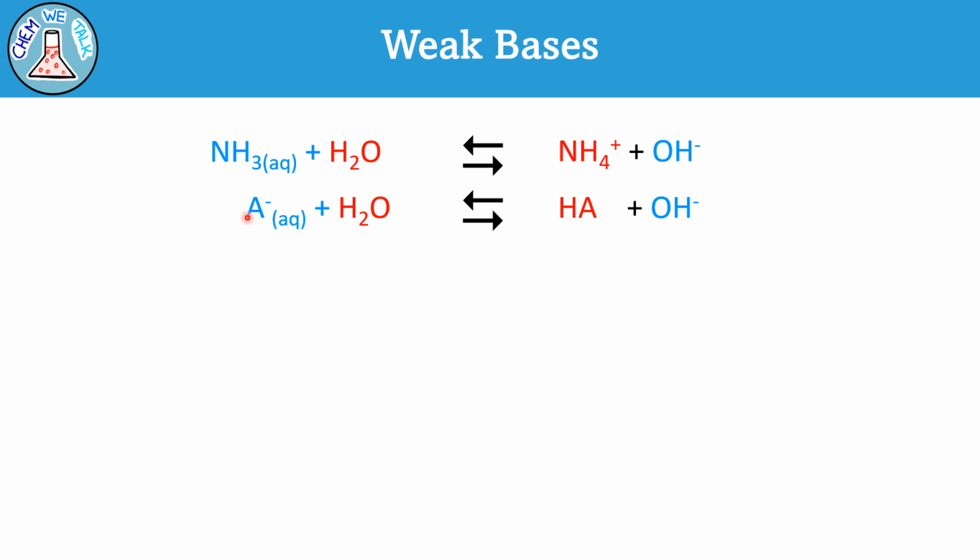And if we just use a general representation of a weak base, I can call it A minus, and this A minus can accept the hydrogen from the water, producing HA and OH minus. And one thing we can note already is that we now have a double arrow.